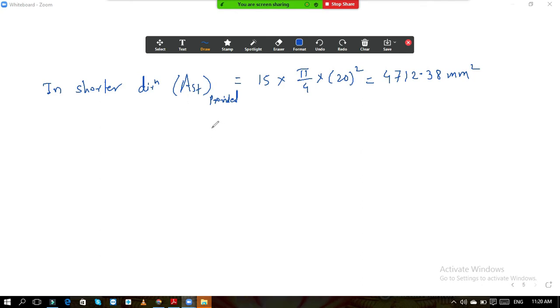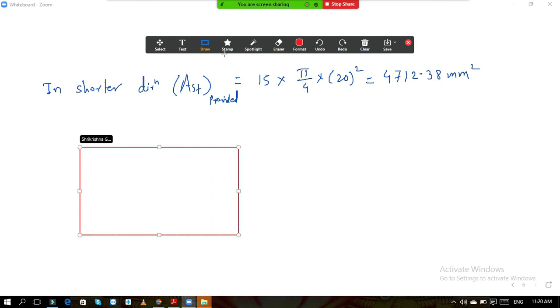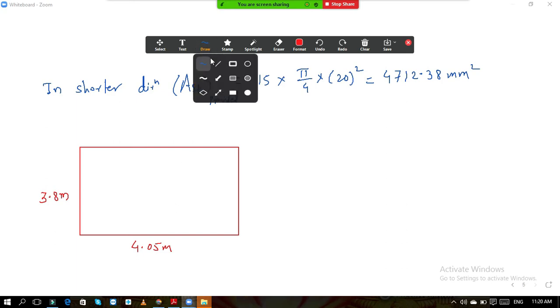Now we will move to the Ast in central band. Now what is the central band? See what we have done up till now. This is our footing. Now only I am talking about the footing. So this dimension is 4.05 meter, and now this is 3.8 meter. So we will project this width, the shorter dimension, along the longer dimension. Okay, so how will we project it?